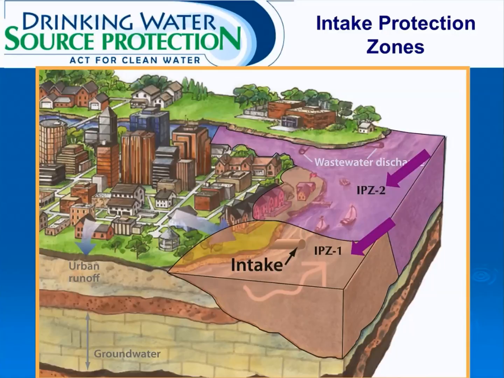For all intake protection zones, the zones closest to the intake pipe have the highest vulnerability, since there is less time for pollutants to break down or dilute, and for cleanup efforts to be made before the water reaches the intake pipe.